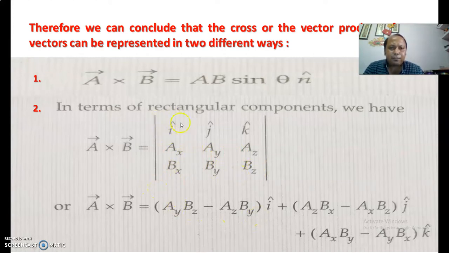First of all, i cap, which is positive here, then AY BZ minus AZ BY, then minus j cap. Always remember, for j cap we have the minus, and the reason I told you. So minus here, then AX BZ minus AZ BX, and the third one plus k cap, then we have AX BY minus AY BX. So these are the values that we will have. So we can represent cross product in two different ways.